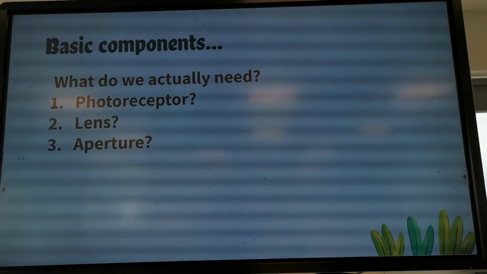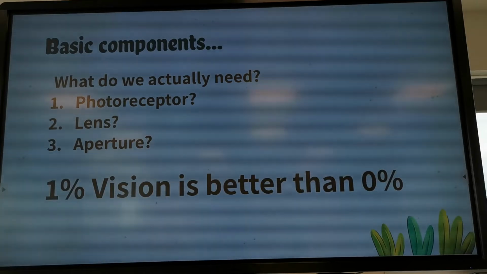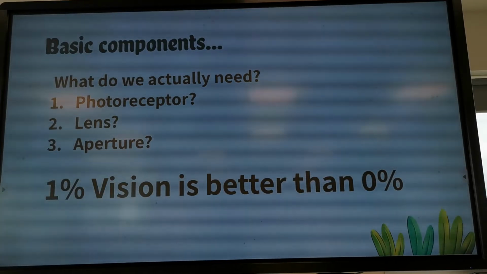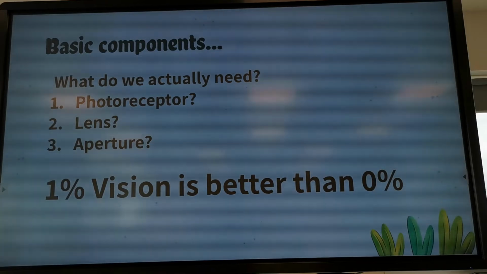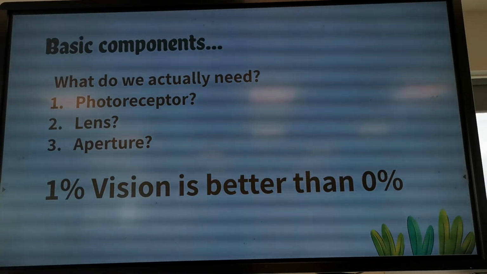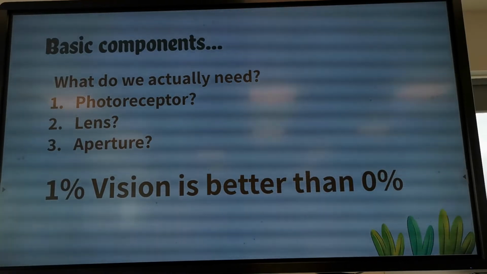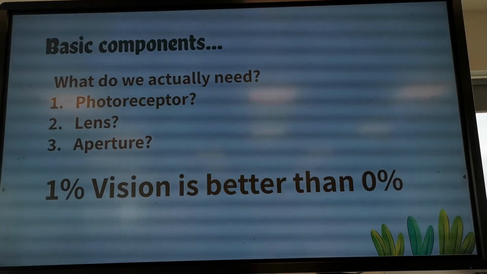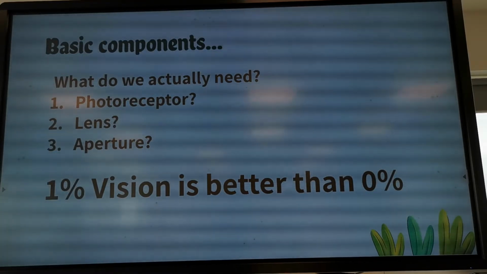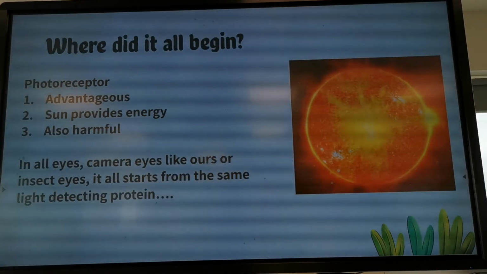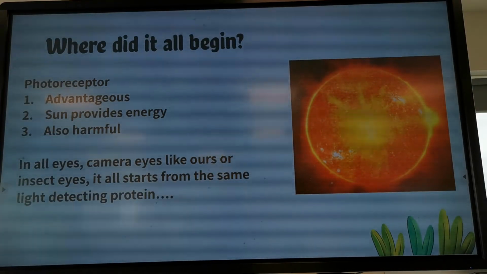And the key thing to remember in this is that 1% vision is better than 0%. Anything that gives you that slight advantage over your competitors will enable you to have a higher chance of reproducing and passing those genes onto the next generation. So any kind of vision is better than no kind of vision at all. And it all starts with the photoreceptor.